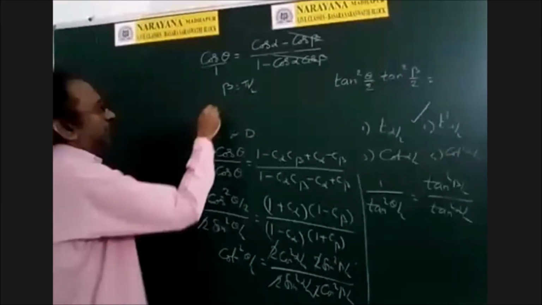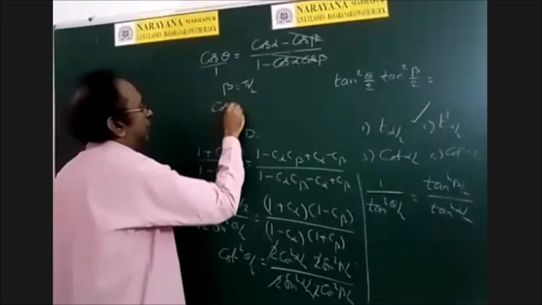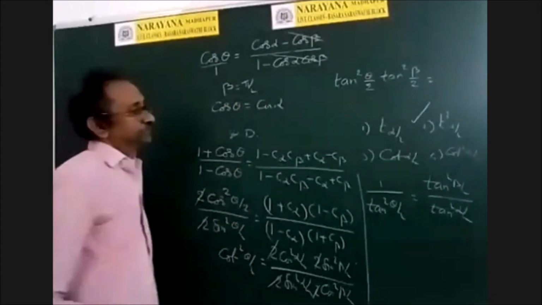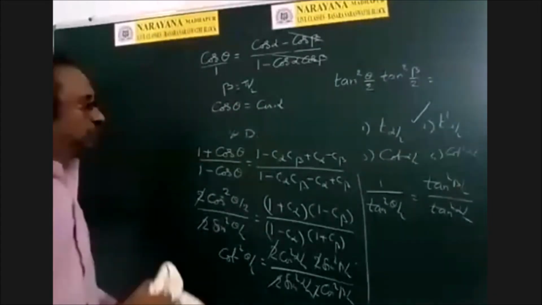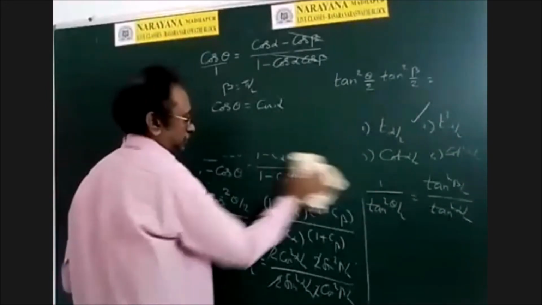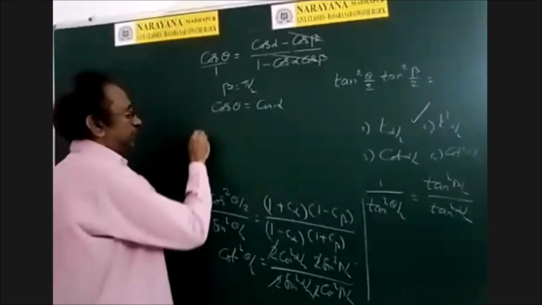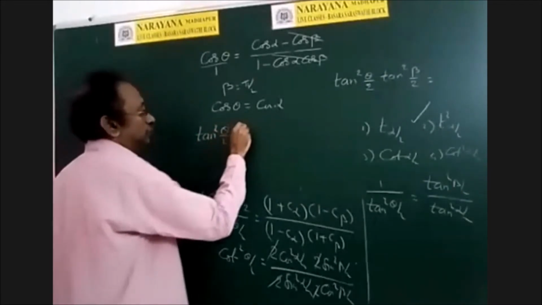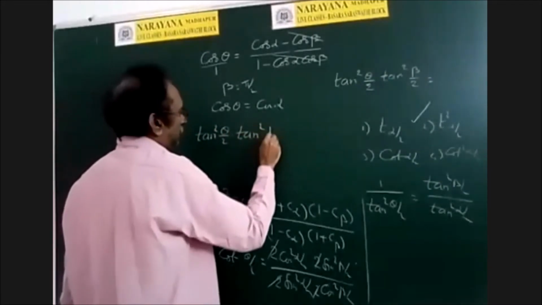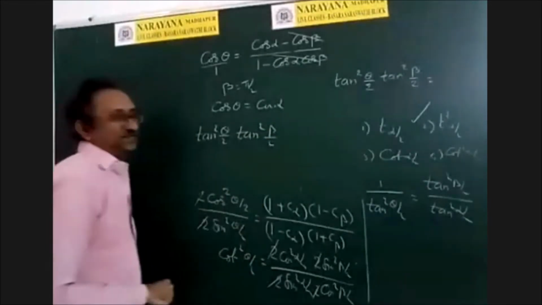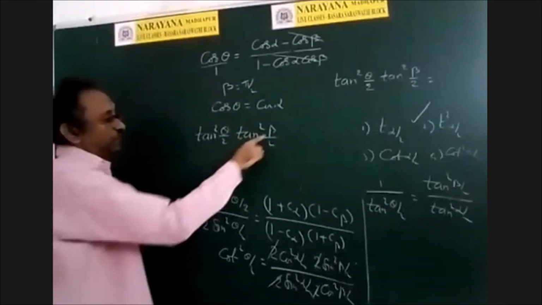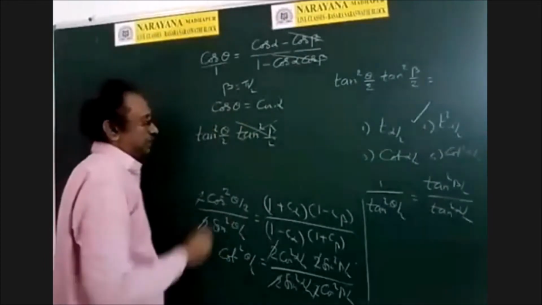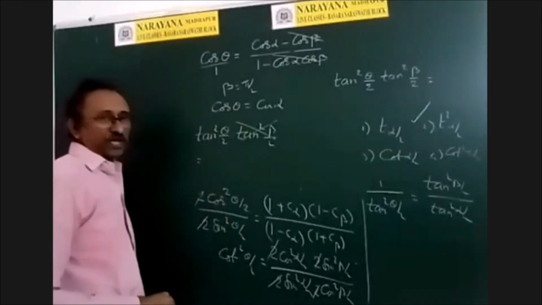So what you will get is cos theta is equal to cos alpha. Okay, so remember that. Now what is the question? Tan square theta by 2 into tan square beta by 2. What is beta? Pi by 2. Pi by 2 by 2 means pi by 4. Tan square pi by 4 is 1. So simply the question is tan square theta by 2.